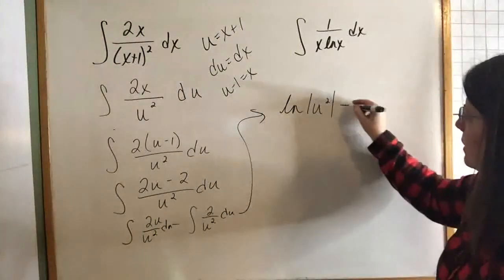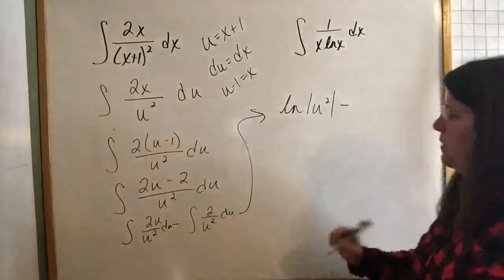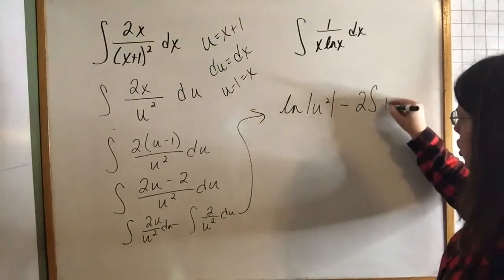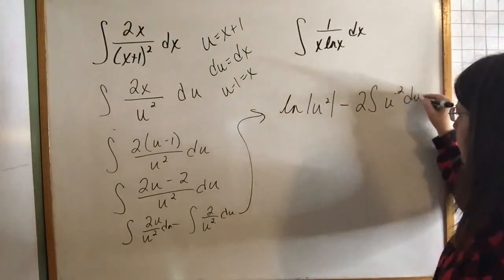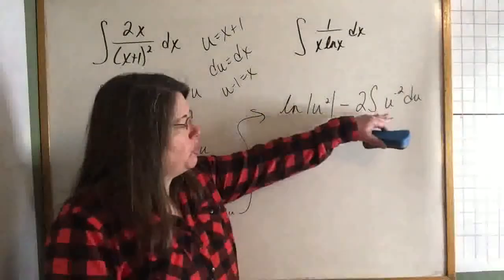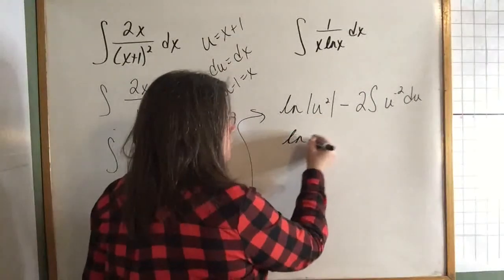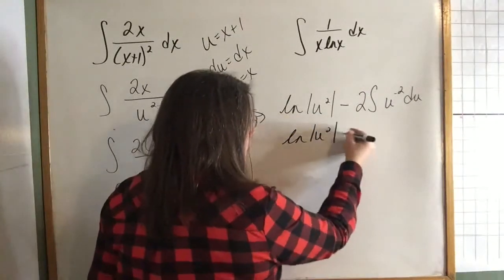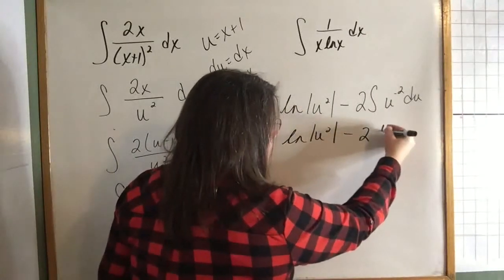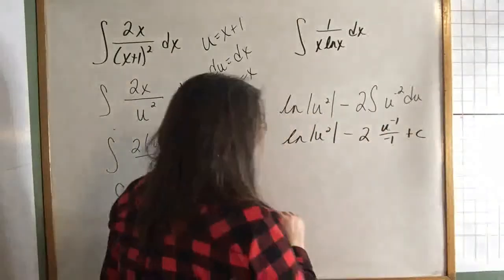Minus, now if I'm trying to integrate this, isn't that the same thing as 2 times the integral of u to the negative 2 du? And so if we're thinking about trying to integrate that, we're going to use our old method. That's not a u-substitution. That's just a simple integration. We're going to have the 2. This is going to be u to the -1 over -1. We have the plus c.